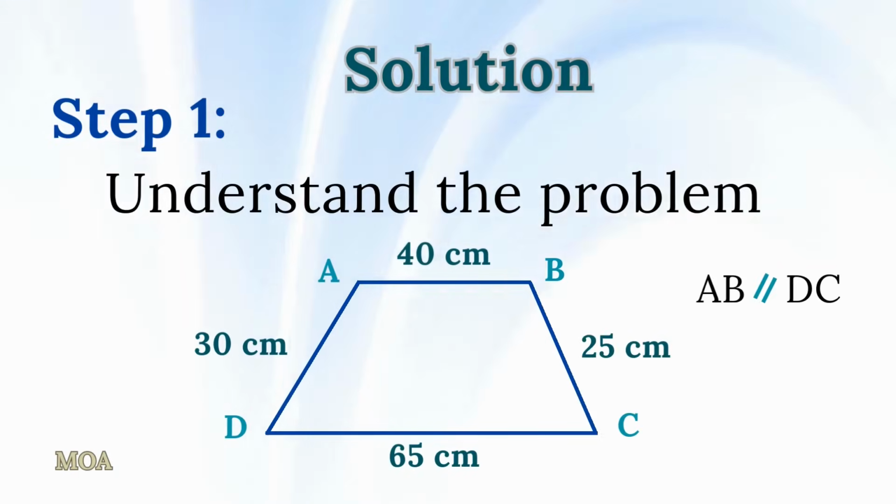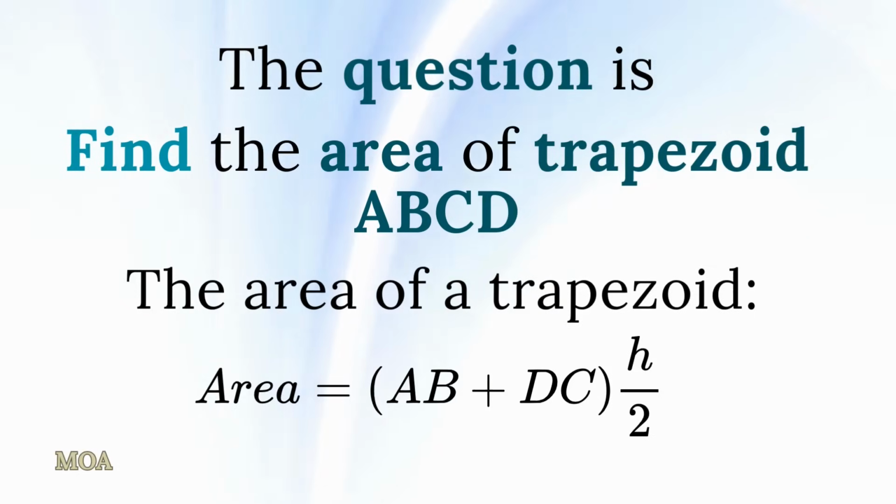Before we begin, here is a quick note. Some students drop perpendiculars and apply the Pythagorean theorem. While this approach is correct, it leads to quadratic equations, making the calculation long and tedious. Instead, let us recall the area formula for a trapezoid. The area is defined as the sum of the two bases, multiplied by the height and then divided by 2.